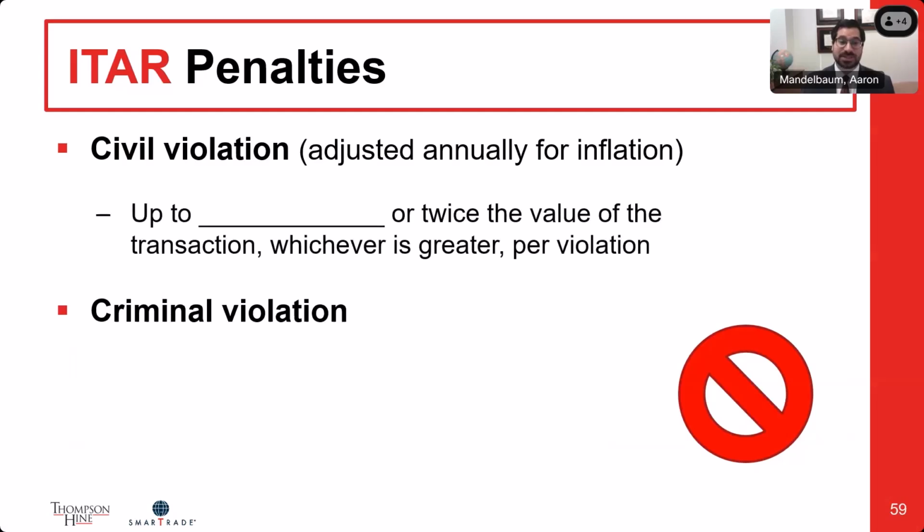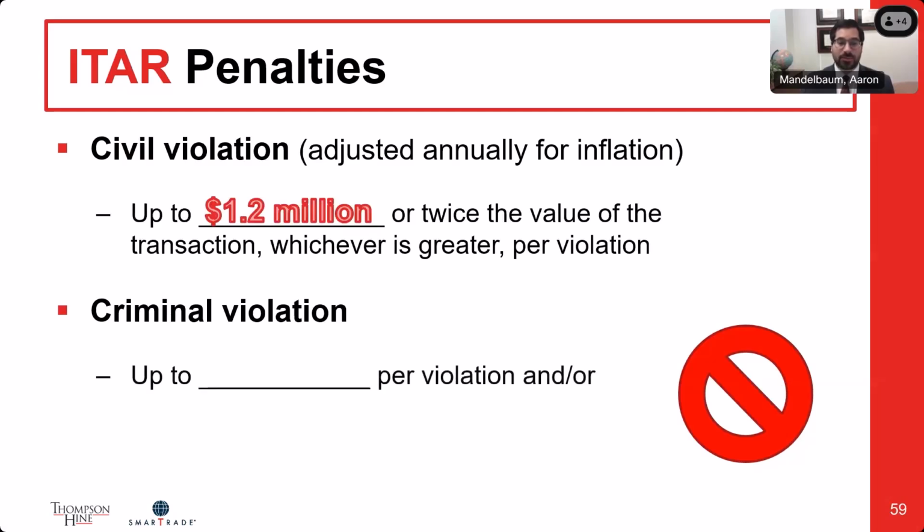The ITAR civil penalty, though, is particularly painful. You could be hit with a civil fine of up to $1.2 million or twice the value of the transaction, whichever is greater, per violation. Not per export, per violation. The criminal violations are also, rest assured, just as painful. There could be a criminal fine levied by DDTC in the amount of $1 million per violation.